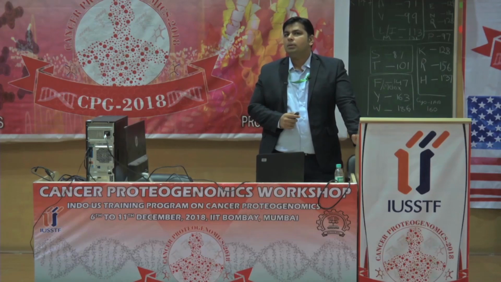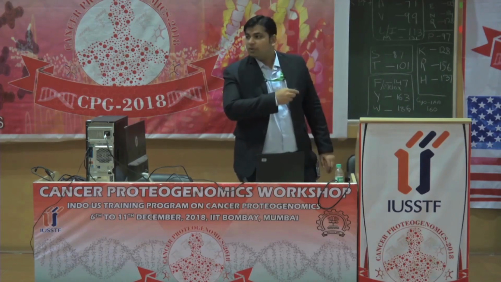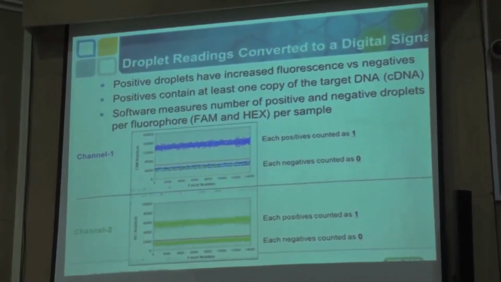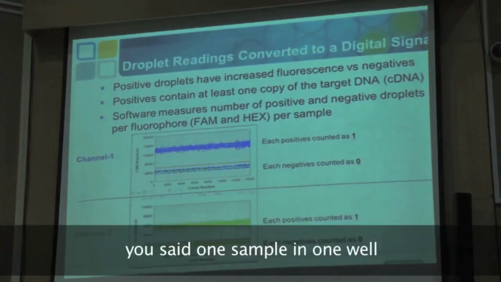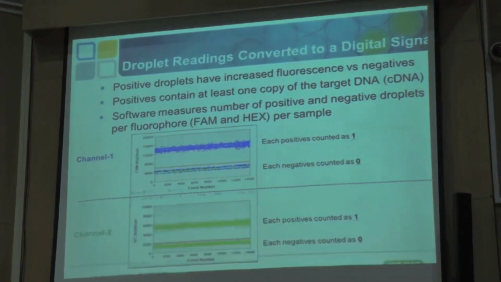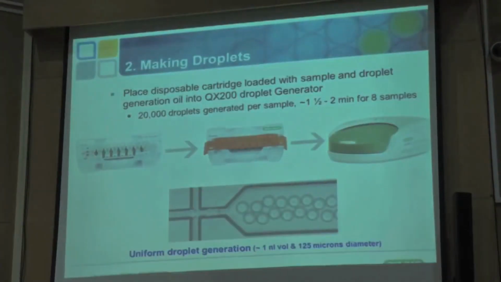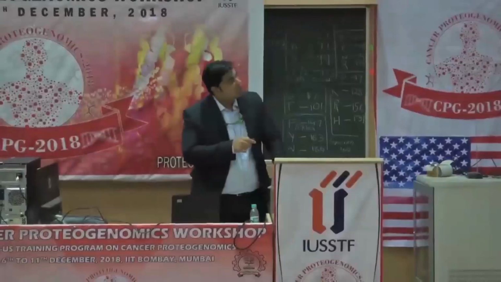Anything else technologically, if I can answer someone? Yes, ma'am. The slide before this? We can do just 8 samples in one cartridge. In general with real time PCR we can do 95 or 96, but here we can do just 8 at a time for droplet generation.